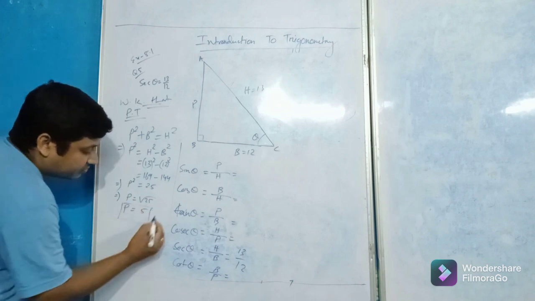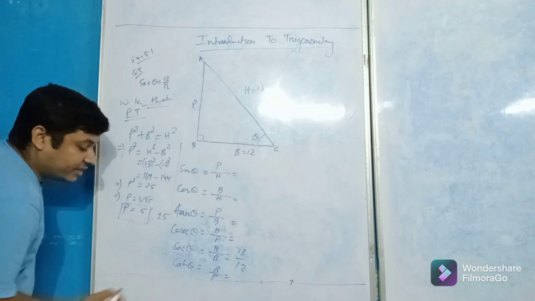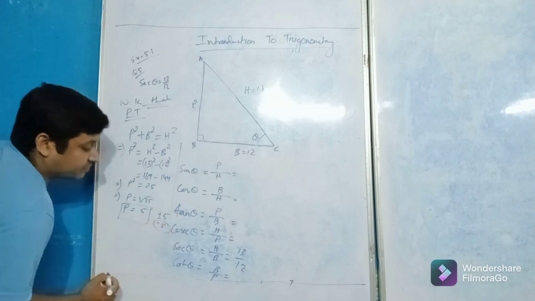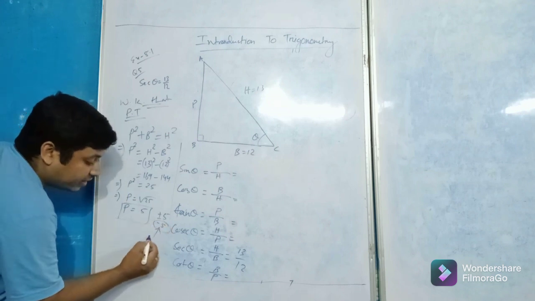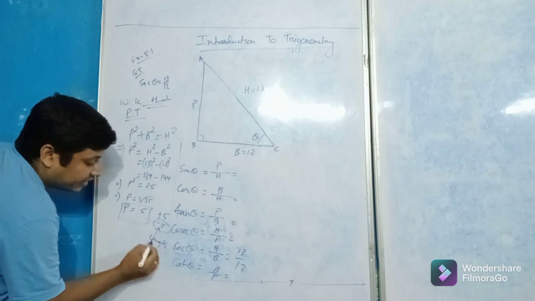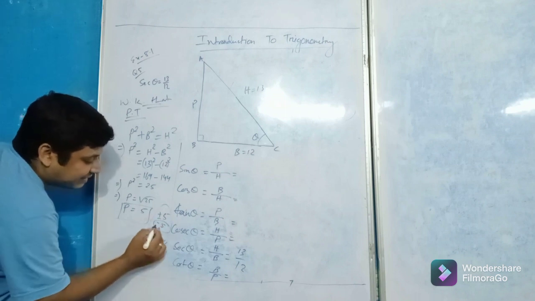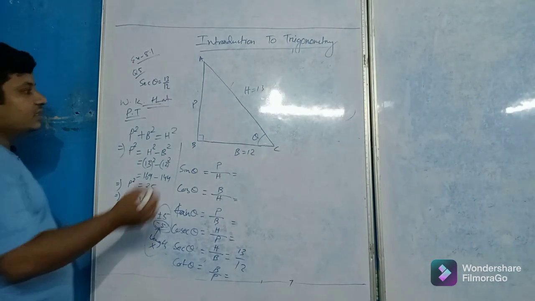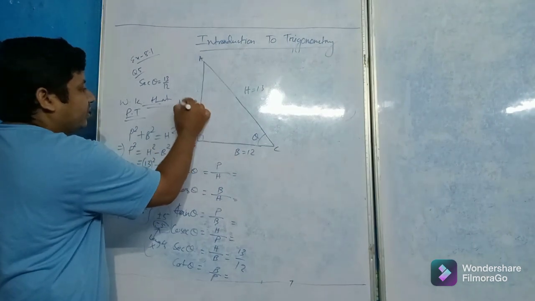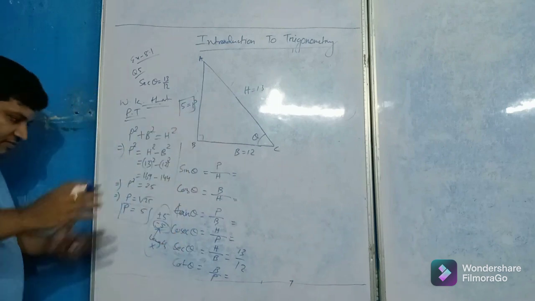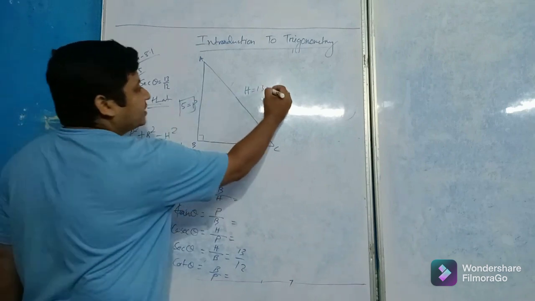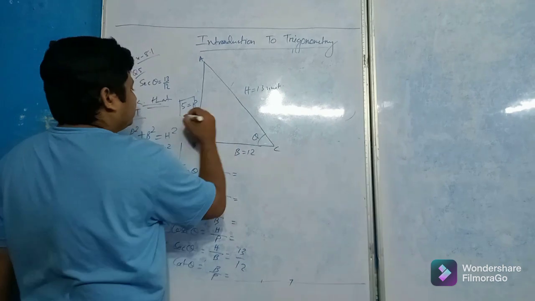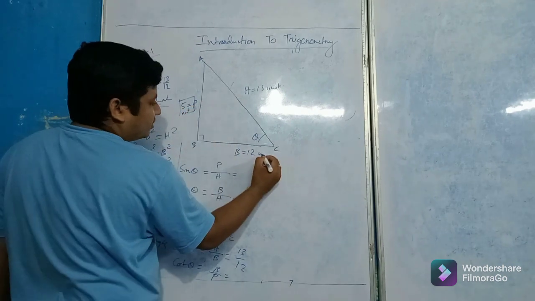See, it actually comes plus and minus 5, but we cannot accept minus 5 because length cannot be negative. So we are rejecting this one and only positive term is considered. Now I got the value as P, 5 centimeter or 5 units. All these are in units.